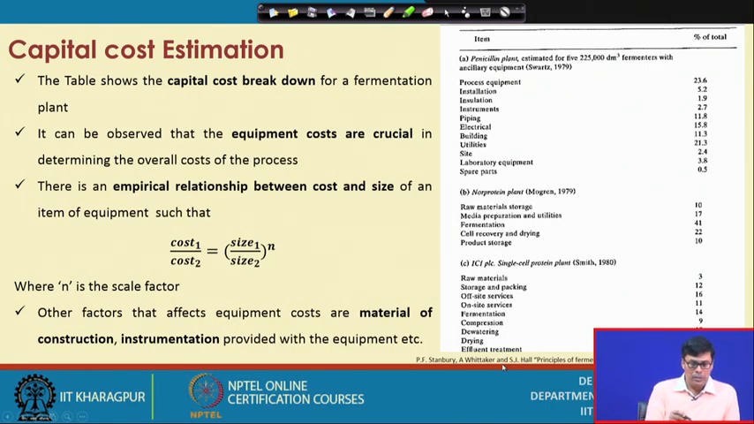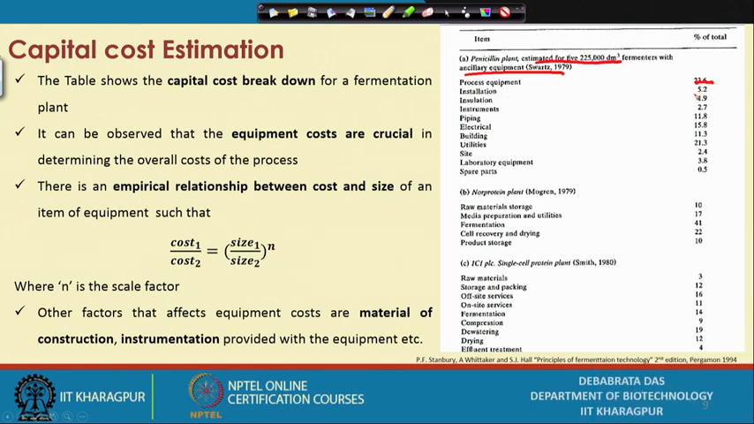Now, capital cost estimation from the table: you see that this is the penicillin estimate for a 225,000 liter fermenter with accessories and equipment. This is how the cost percentage of the total is given. Process equipment is 23.6%, installation is 5.2%, insulation is 1.9%, instrument is 2.7%, piping is 11.8%, electrical is 15.8%, building is 21%. So, different cost distribution is given here.